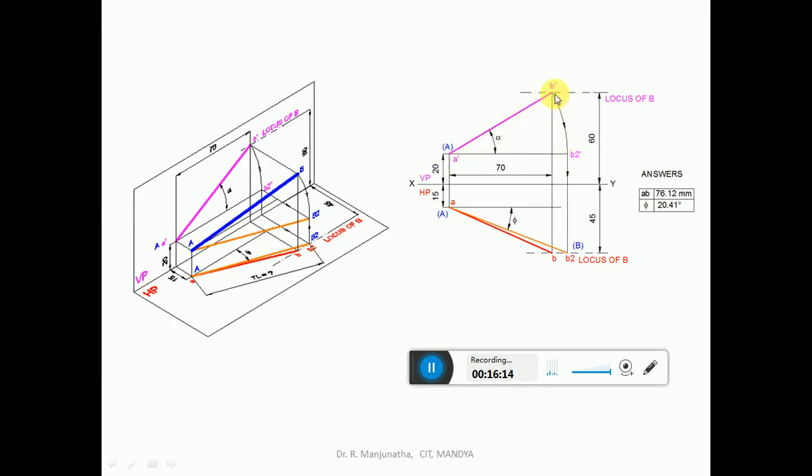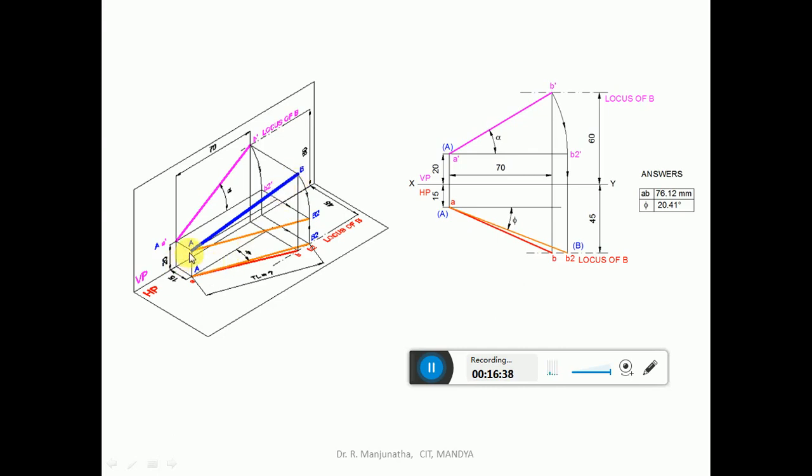Once you make this parallel to HP, we are getting A dash B2 dash, the line which is parallel to HP. When it is projected onto the top view, you are going to get the top view point on the locus of B2. Then join A to B2, so that you are going to get the true inclination with respect to VP, which is equal to phi. So that is what we have done here in 3 dimensions also.